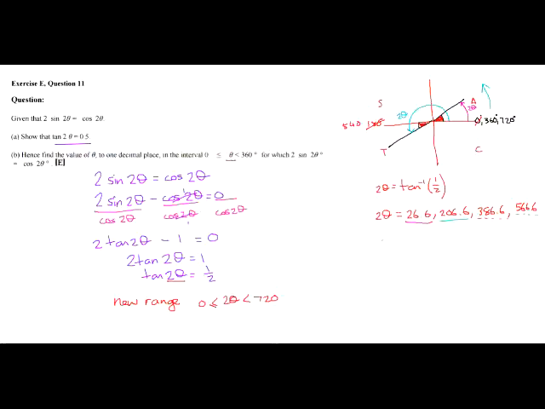So now all that's left to do is work out what theta is. I know what 2 theta is, so I'm just going to halve these. So 13.3 degrees, 103.3 degrees. Don't forget your degree symbols. I was a bit naughty here, I should be putting those on every time. Just get in the good habits, please.